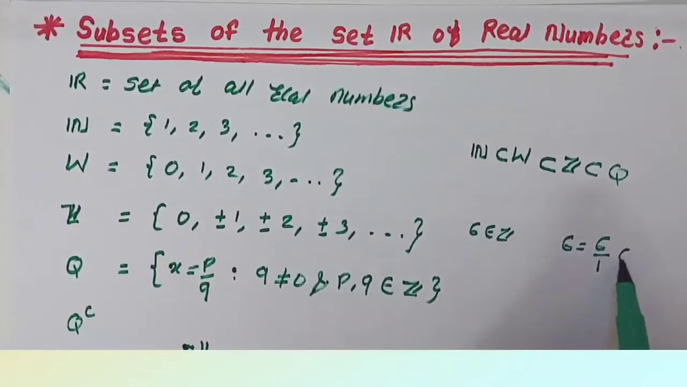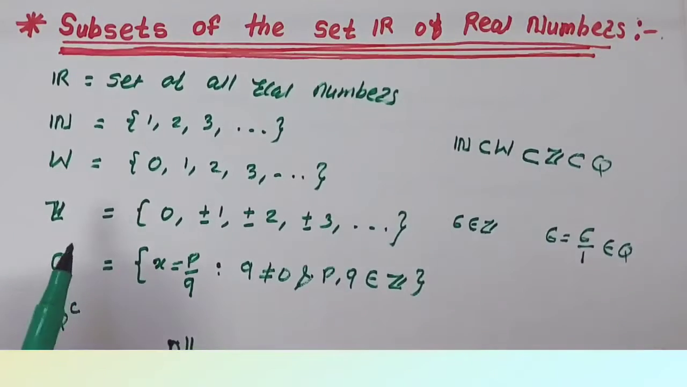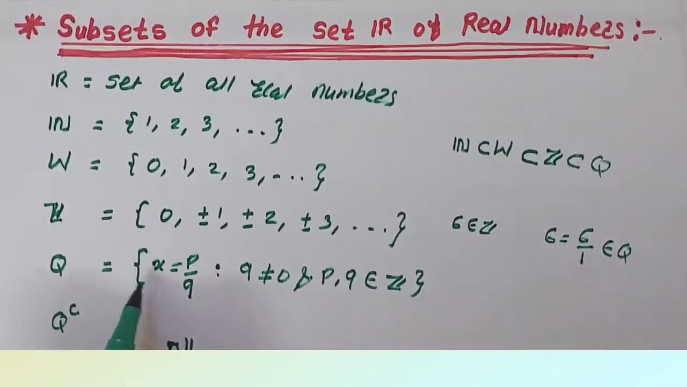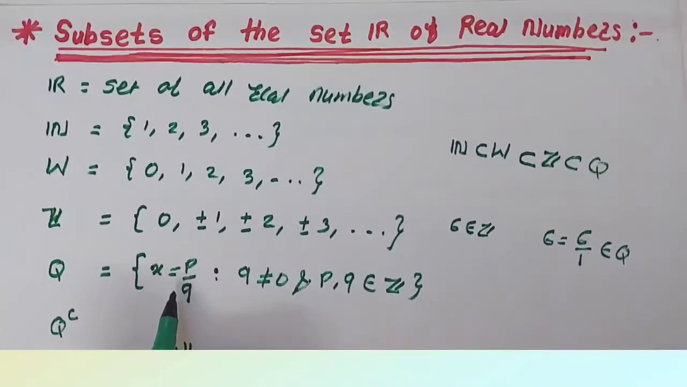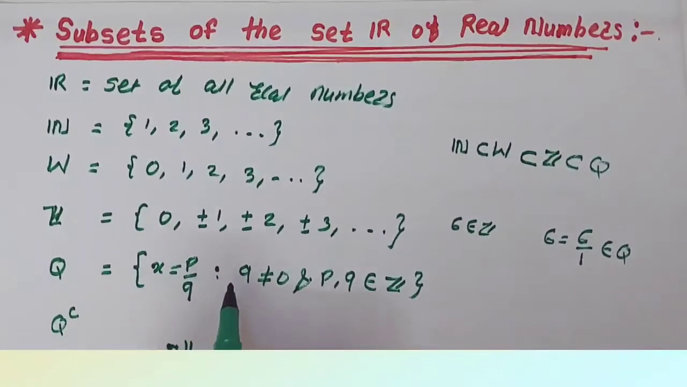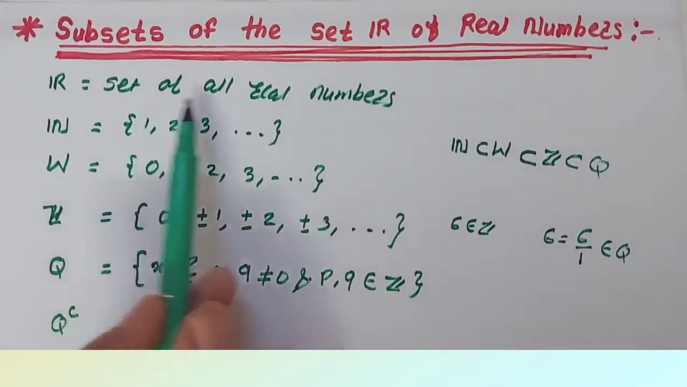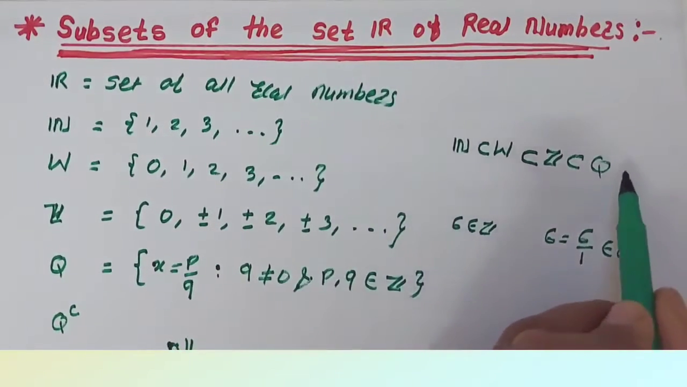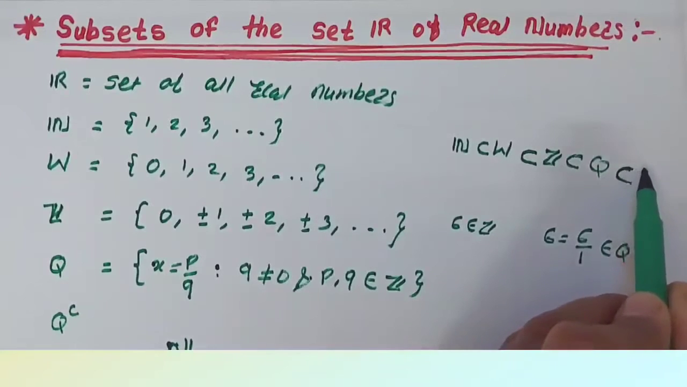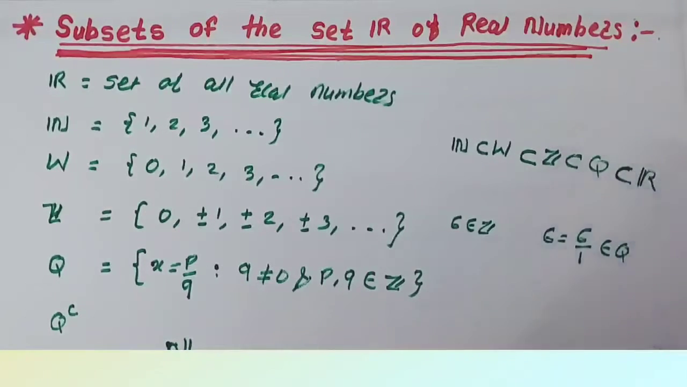That means every integer is a rational number. So therefore all the integers belong to set Q. That means Z is a proper subset of Q. And we know that rational numbers actually हम कहाँ से collect कर रहे हैं, from the set of real numbers. So here rational numbers are also a proper subset of the set of real numbers.